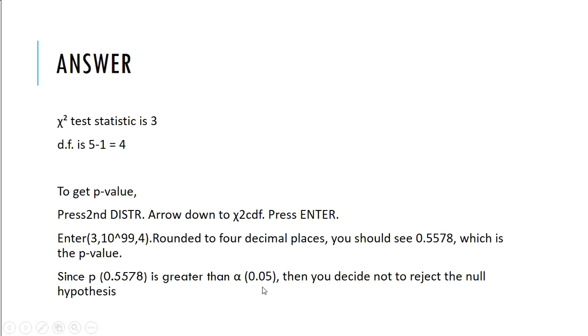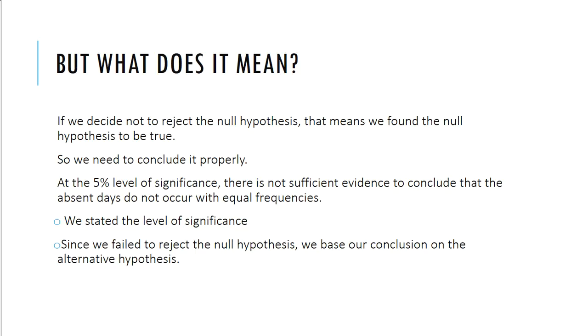Is that greater than my alpha? Which it is. Remember, if your p is greater than your alpha, you fail to reject your null, and that's what I'm doing. I'm not going to reject my null. I'm going to keep it. What does that mean, though? So if we decide not to reject the null, it means we found the null hypothesis to be true.